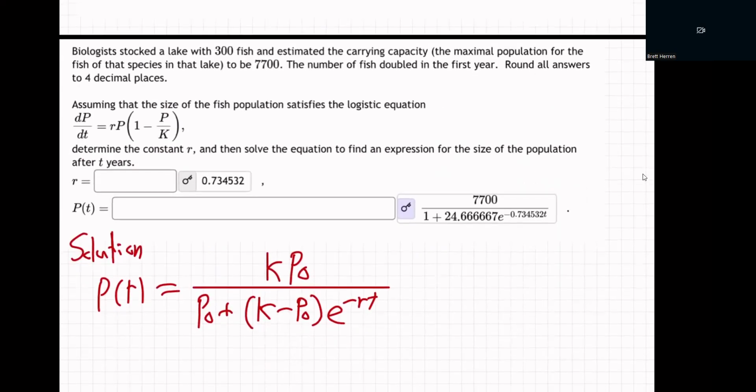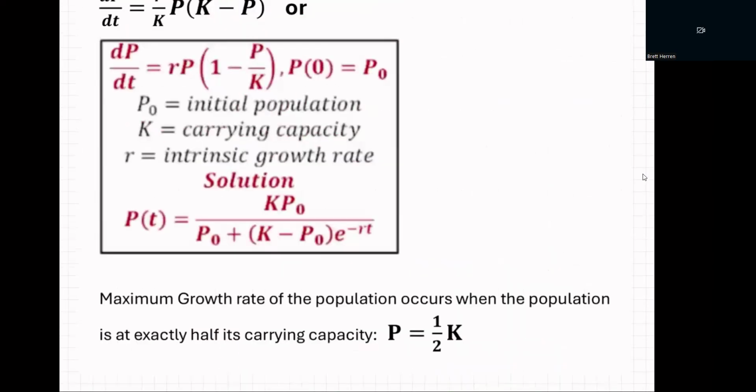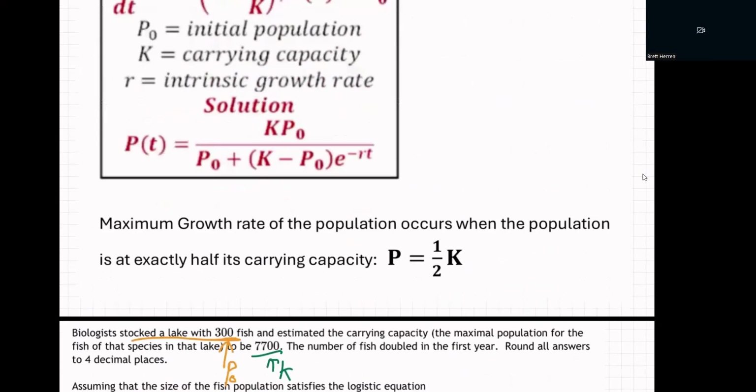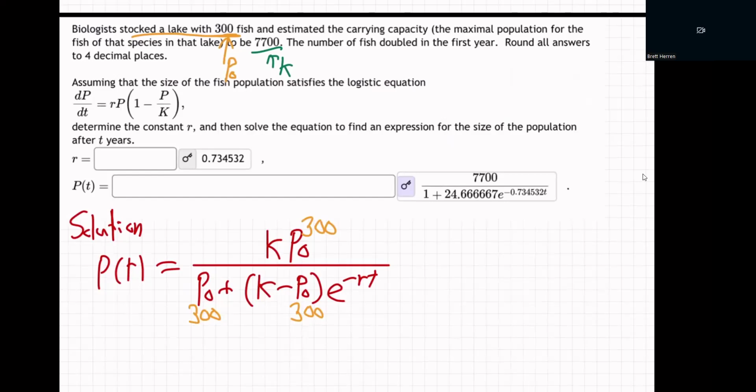So it tells us they stocked the lake with 300. So that's P0, the population at time zero. P0 is 300. K is that other number. K is the carrying capacity; it says it right there in the notes. K is the carrying capacity, P0 is the initial population. So the carrying capacity K is 7,700. So that goes right here, 7,700, and up here, 7,700.